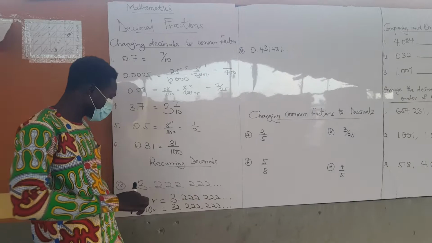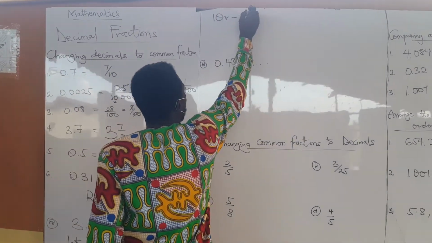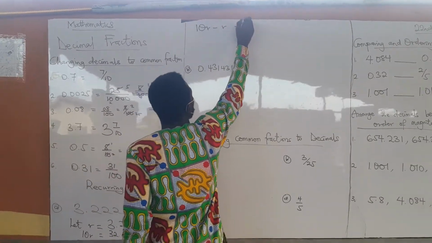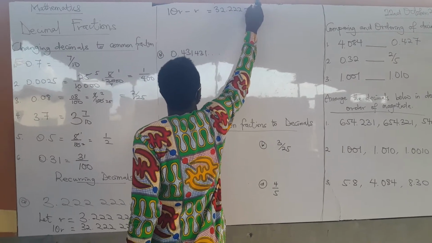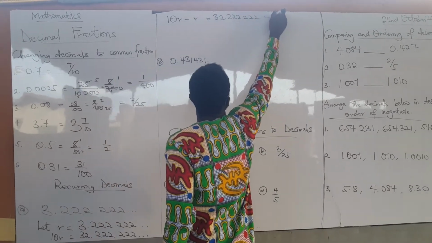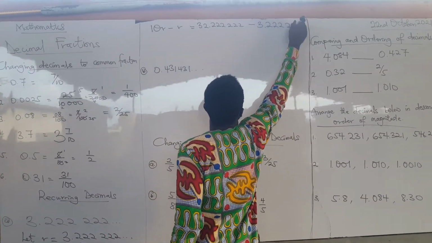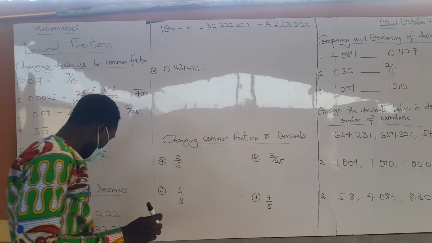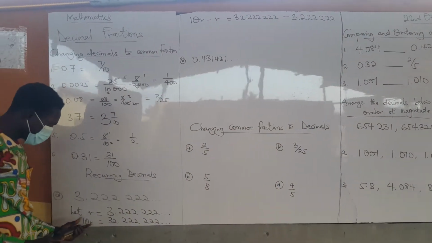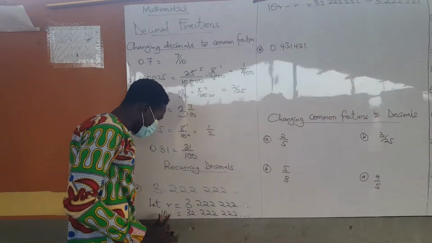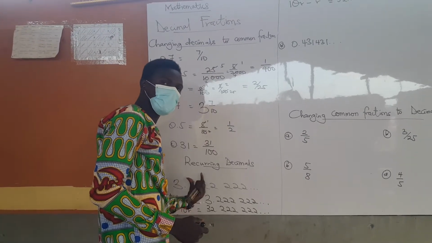So what are we going to get? We are going to say 10R minus R is equal to 32.222222 minus 3.222222. The same idea that we have here, just that after doing this, we let 10R represent the bigger number, then you subtract the smaller from the bigger number.